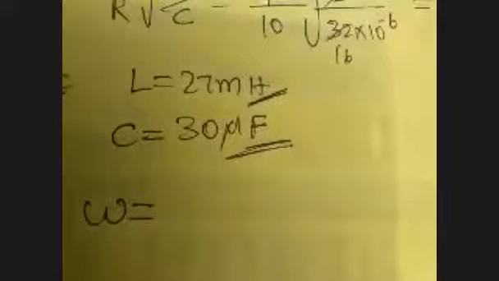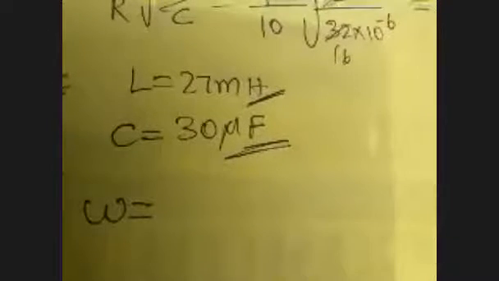Now you can tell me how I can find the resonance angular frequency, that means omega. Omega is angular velocity or angular frequency. F is the frequency, omega is the angular velocity. Ultimately we are going to find the frequency. First tell me omega, then we'll find the frequency. Sir, 1 by root of LC.